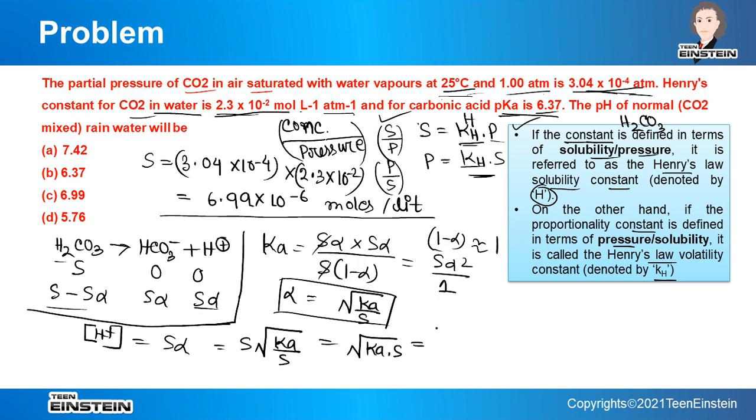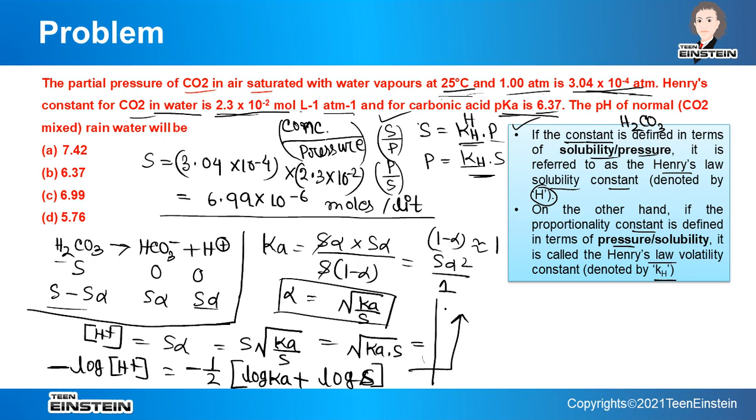That means if we now take log on both sides, suppose we are taking log H plus, on the right hand side what you will get is half of log Ka plus log S, sorry, it is capital S. Okay, now we know that the negative logarithm of H plus is pH, so we will put a negative sign here, so there will also be a negative on the other side. So pH will be equal to, if you insert this negative sign inside the bracket, half of negative log Ka, which is nothing but pKa, and minus log S.